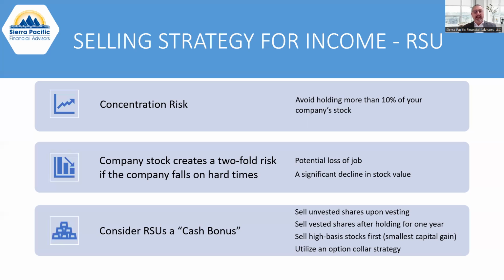And then you want to sell your high basis stock first, so that has the smallest capital gain. And then we can use what's called an option collar strategy, which basically sets a floor and a ceiling around the price, a bit of insurance. That strategy is beyond the scope of today's webinar, but we do have one coming up later where we are going to discuss different sales strategies and collar strategies.